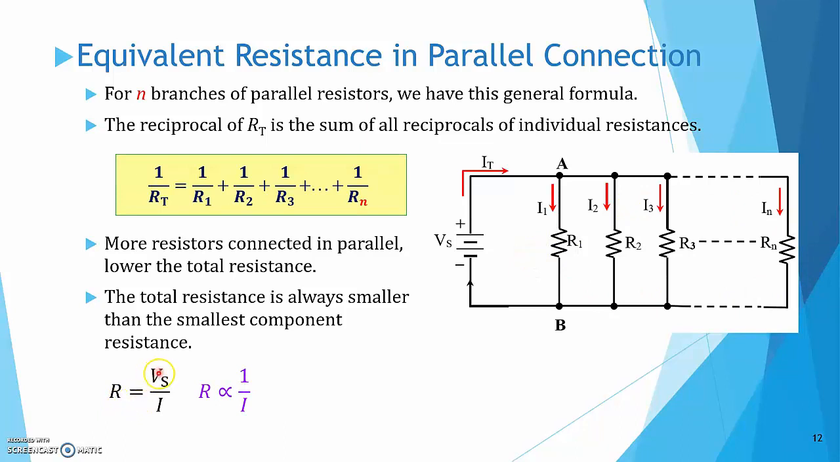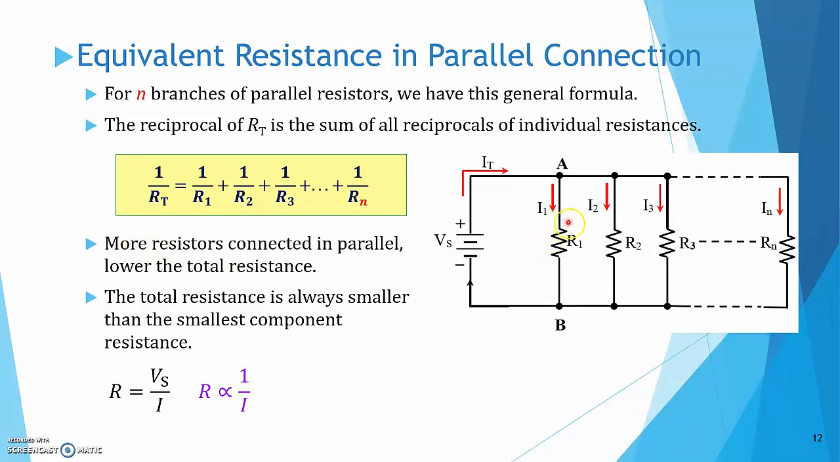Resistance is equal to voltage over current. In a parallel connection, the voltage is a constant. Therefore, resistance is inversely proportional to the current. The more resistors connected in parallel, the more branch currents. The more branch currents, the higher the total current. The higher the total current, the lower the total resistance. So we have explained the reason for the first point here.